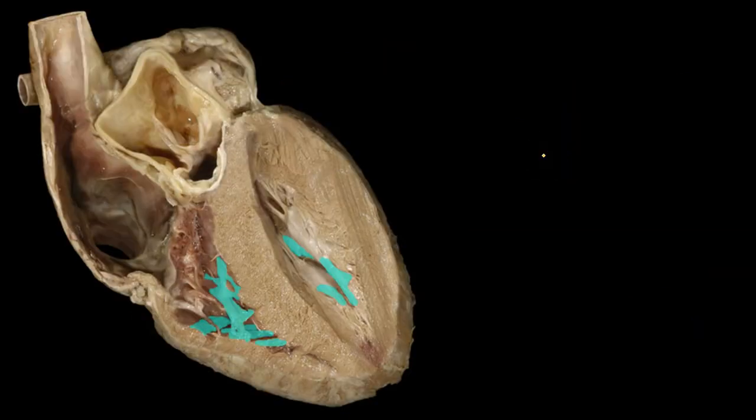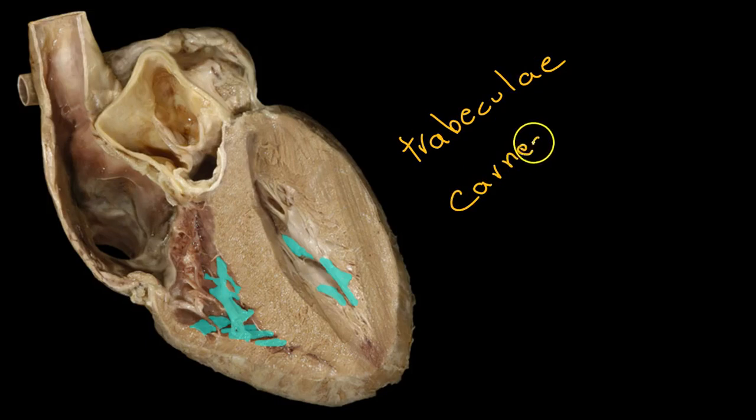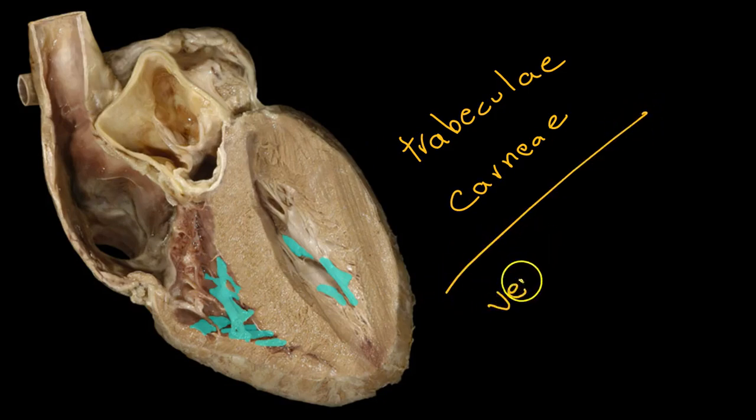Okay, next you can see this highlighted area of the heart. We call this the trabeculae carneae. Trabeculae carneae are the irregular muscular elevations on the internal surface of both ventricles. The trabeculae carneae are only found in the ventricles.